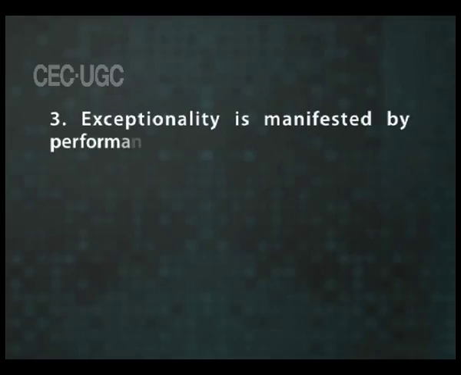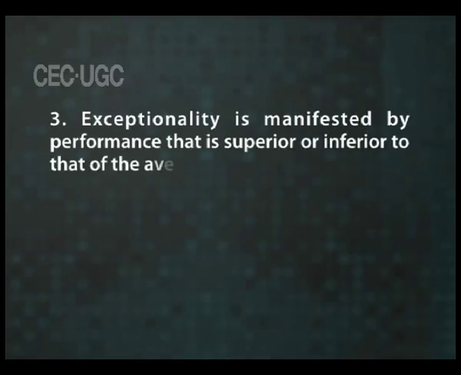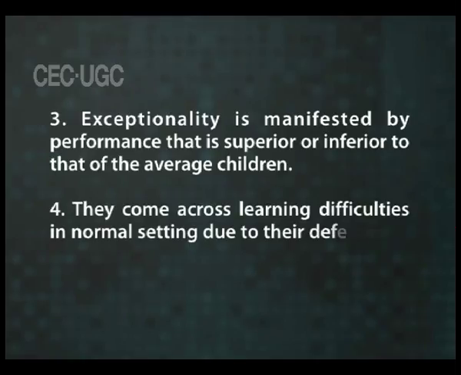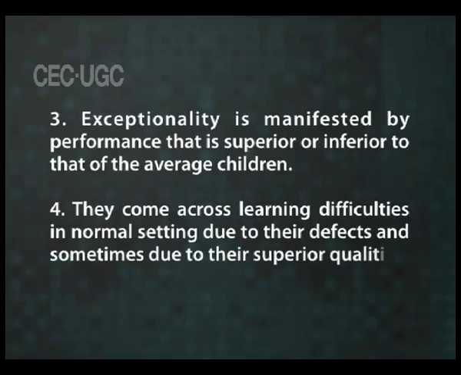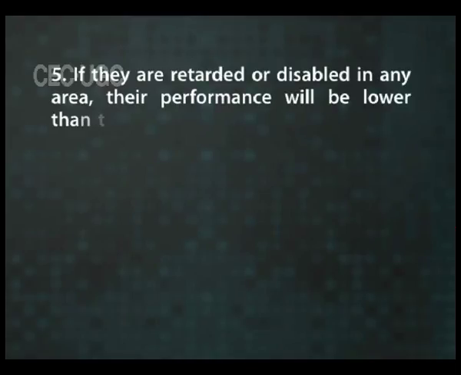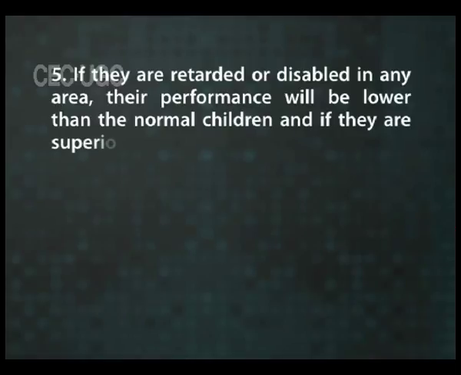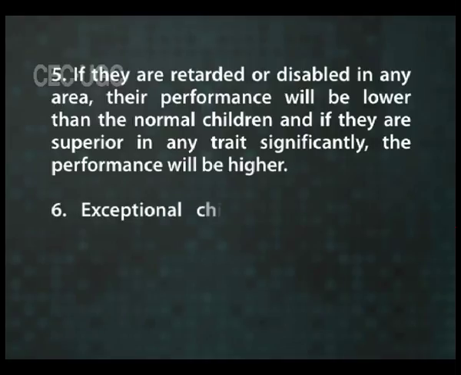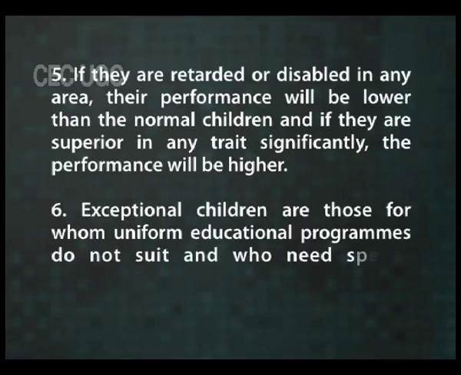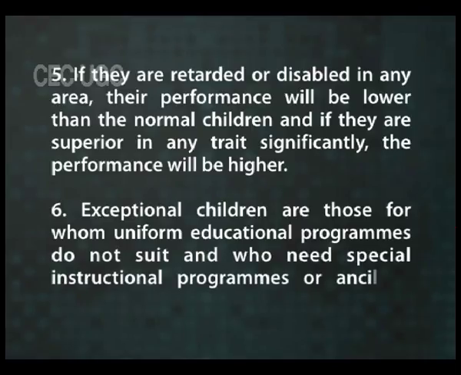Exceptionality is manifested by performance that is superior or inferior to that of the average children. They come across learning difficulties in normal settings due to their defects and sometimes due to their superior qualities. If they are retarded or disabled in any area, their performance will be lower than the normal children, and if they are superior in any trait significantly, the performance will be higher. Exceptional children are those for whom uniform educational programs do not suit and who need special instructional programs or ancillary services or both.